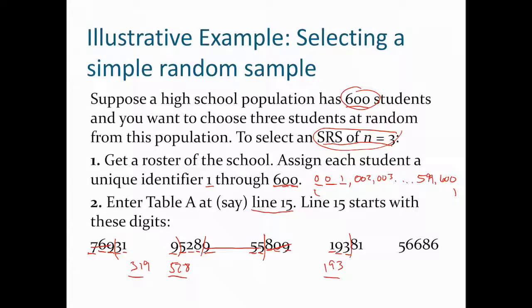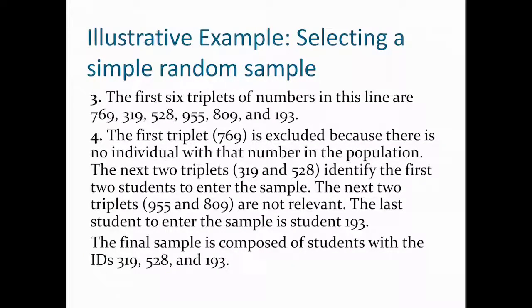So then we go to the list, we find those students that match up with those numbers, and those are now the students that we have randomly picked from this population for whatever we are looking for here. So the next slide just goes over basically what I just did there, more in a text format. And as you see, we end up with the same numbers: 319, 528, and 193. Those are the individuals that we picked for this sample here.